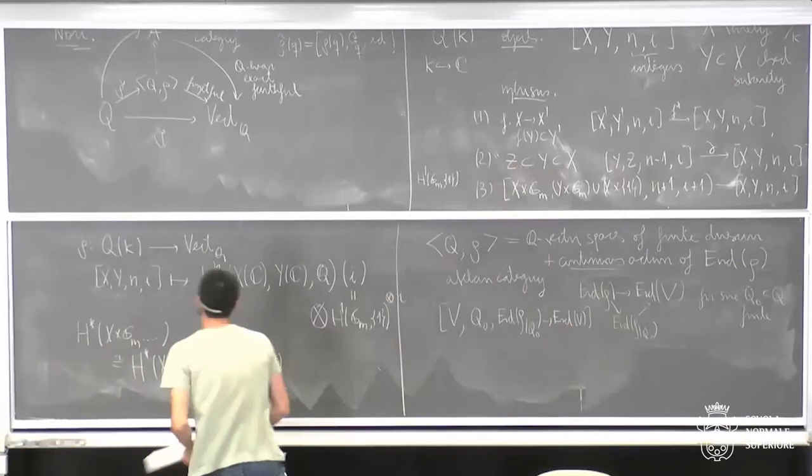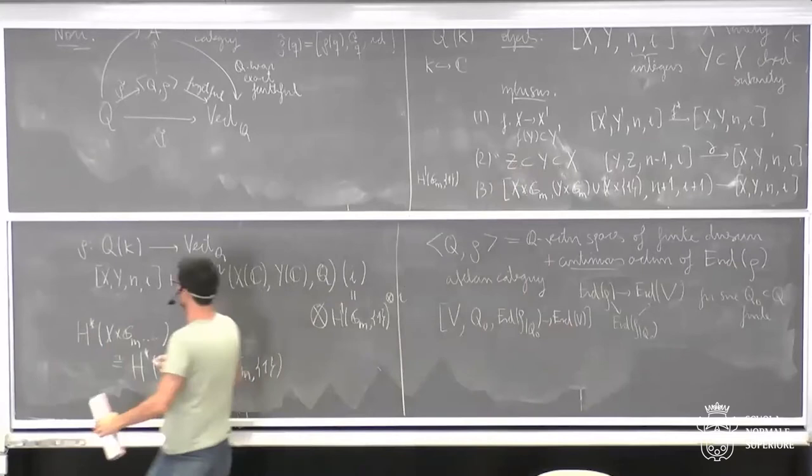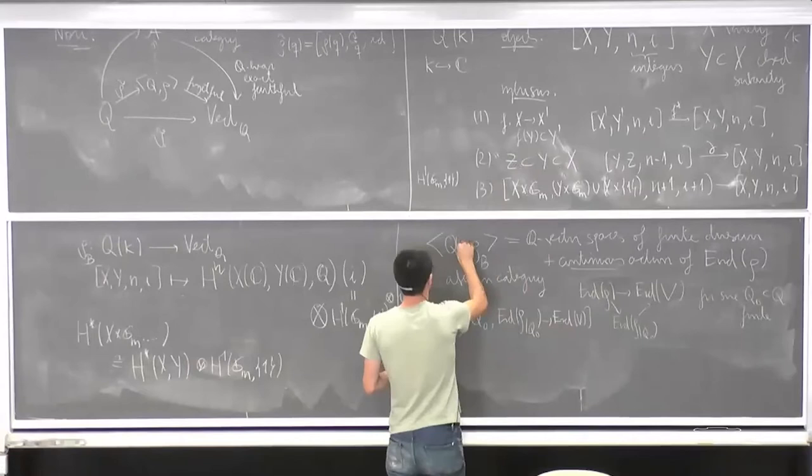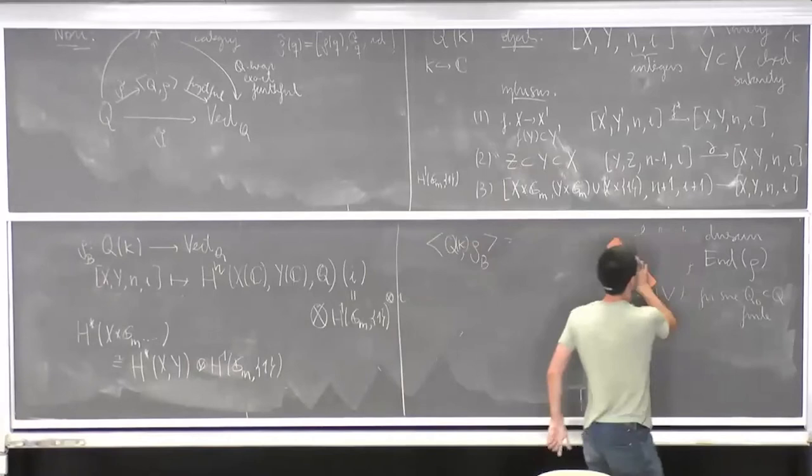Okay, so that's the quiver. And then maybe I call it rho Betti. And if you apply this construction to this quiver and this representation, you find an abelian category. And this is the category of Nori motives.